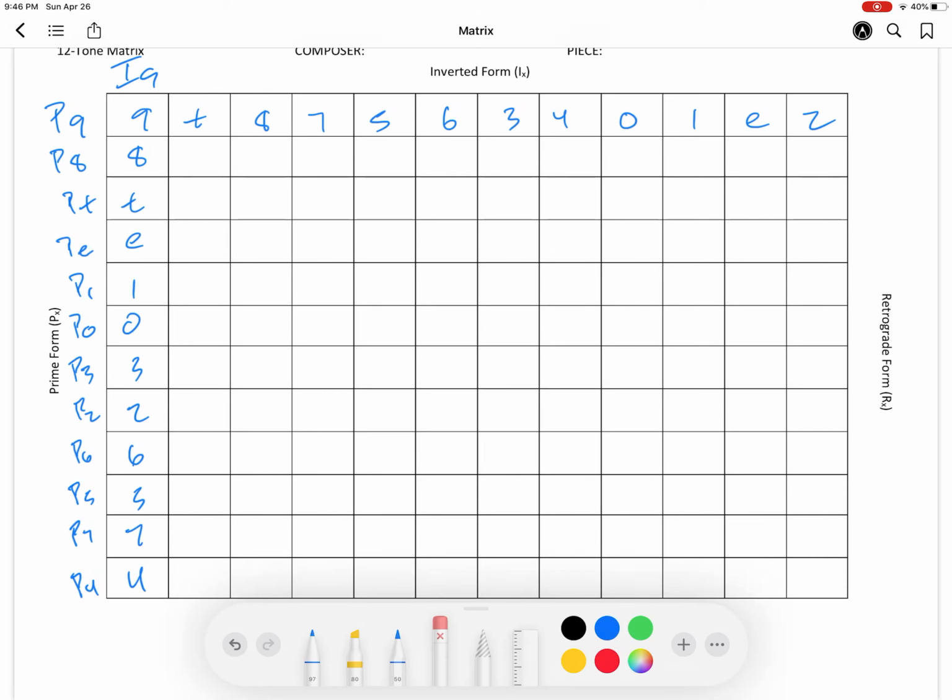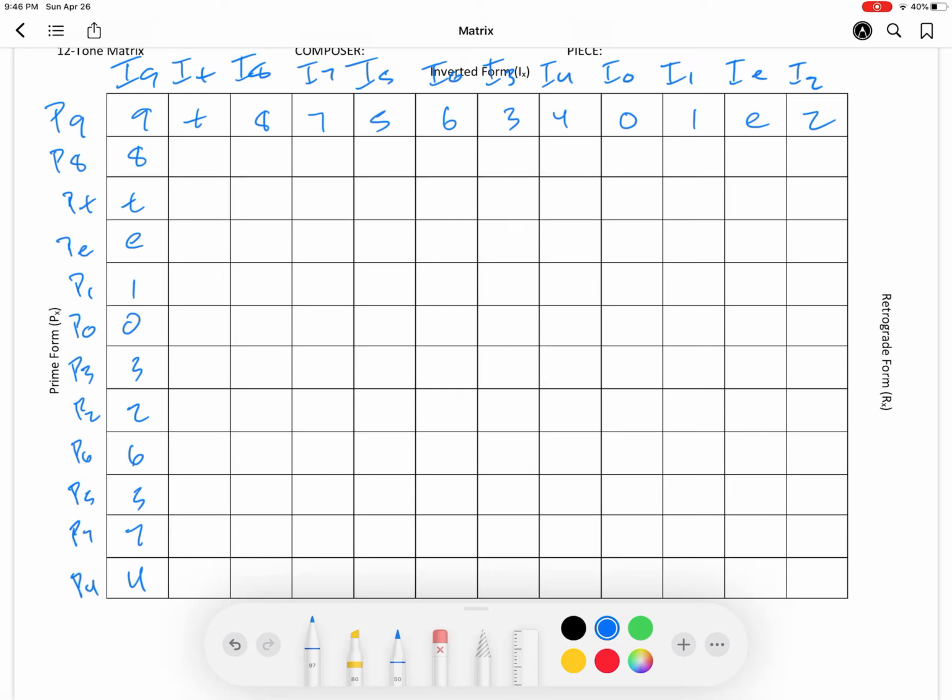And again, all of the row forms on top are going to be all my I row forms: I10 going down, I8, I7, I5, I6, I3, I4, I0, I1, I11, I2. And of course, this way we'll have all of our retrograde forms. Let's write this out. This is easy. This is all you have to do.